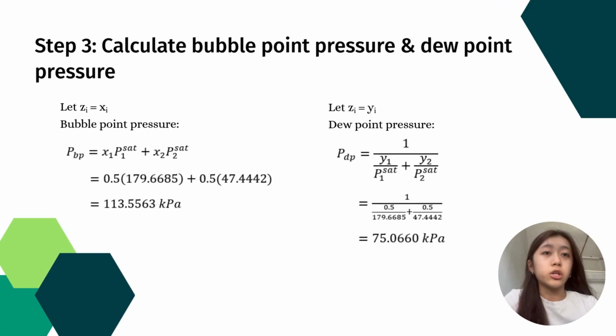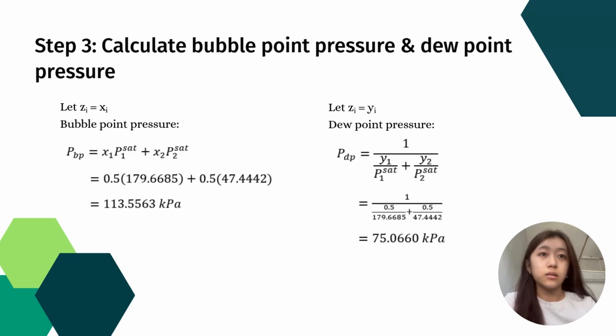Having calculated the vapor pressure for methanol and water using the Antoine equation, now we need to calculate the bubble point pressure and dew point pressure. The formula used to calculate bubble point pressure is x1 P1 sat plus x2 P2 sat, and the bubble point pressure we got is 113.5563 kilopascal. On the other hand, we need to calculate the dew point pressure using the formula stated in the slide, and the dew point pressure we get is 75.066 kilopascal.